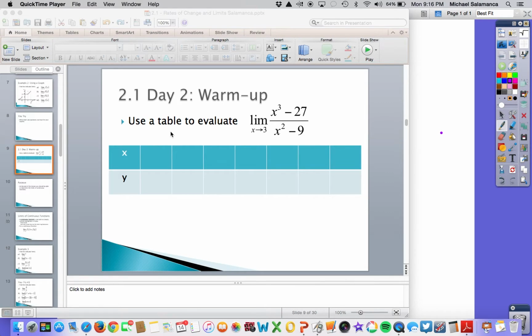So let's do this quick warm-up just to get us started and review what we did yesterday. In this warm-up you're going to use a table to evaluate the limit as x approaches 3 for the following functions. Now again, when we're using the table we want to look at what that limit is and look for values just above and just below it.